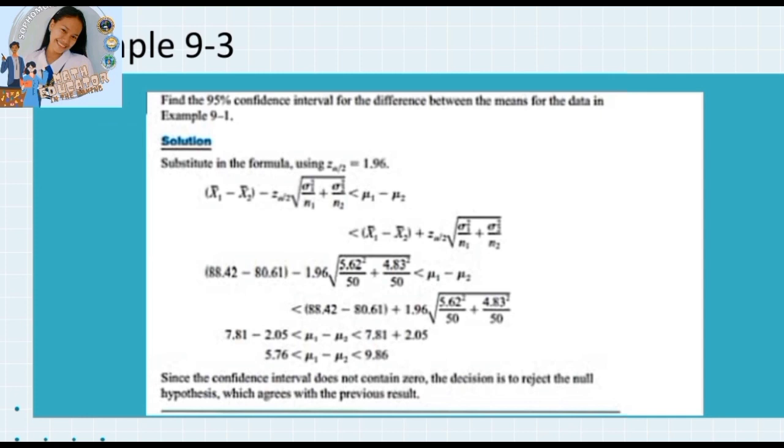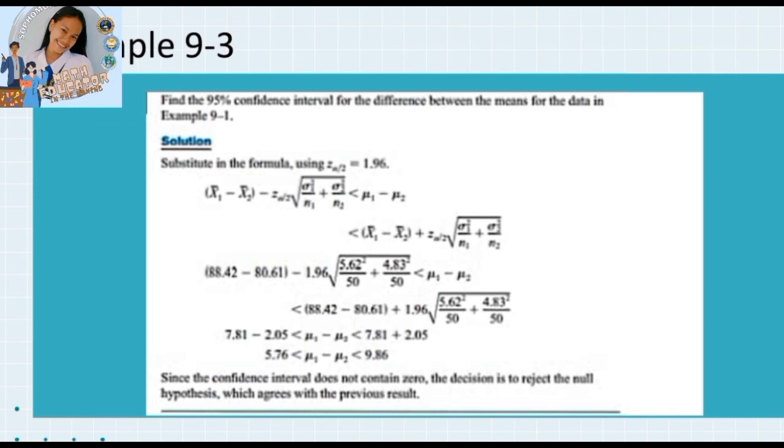So 88.42 minus 80.61 minus 1.96 multiplied by the square root of 5.62 squared over 50 plus 4.83 squared over 50 equals 5.76. While 88.42 minus 80.61 plus 1.96 multiplied by the square root of 5.62 squared over 50 plus 4.83 squared over 50 equals 9.86. Hence, our mu sub 1 minus mu sub 2 is greater than 5.76 but less than 9.86.